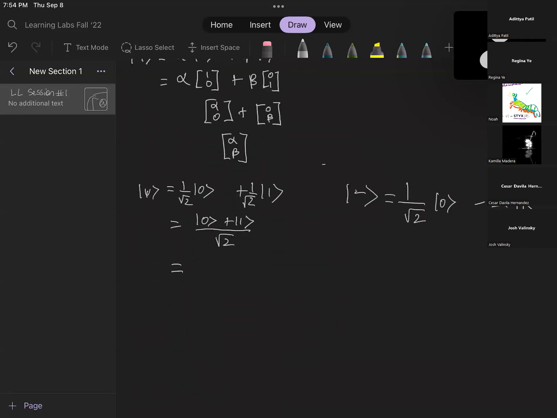So this is what the minus state would look like, correct? Now, if we know the 0 state turns into this, the 1 state turns into this, right? Which will also be written as this.